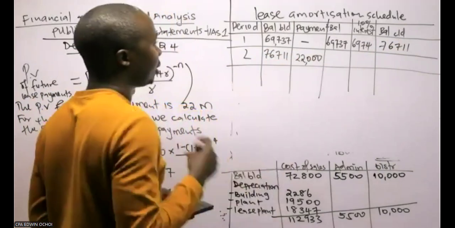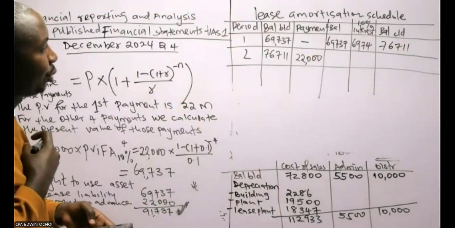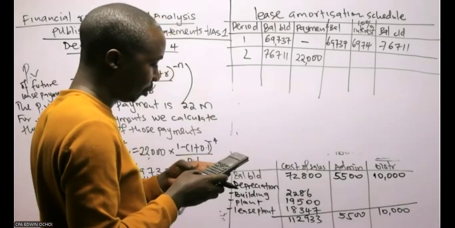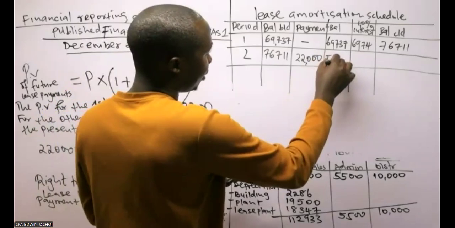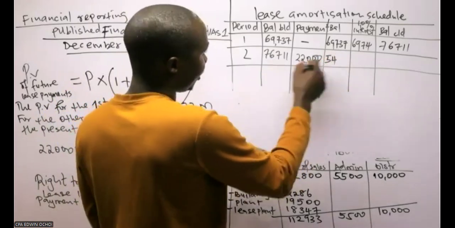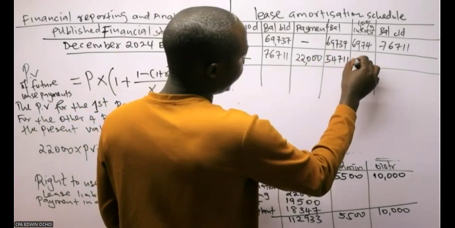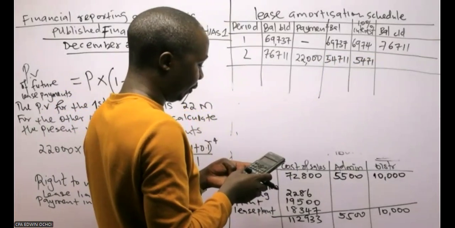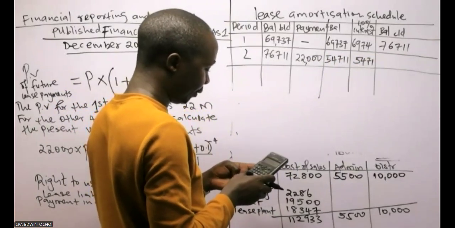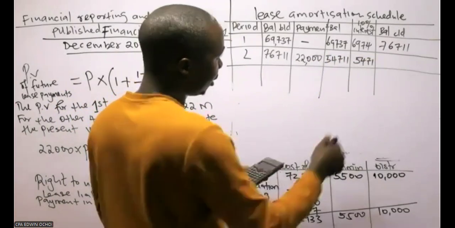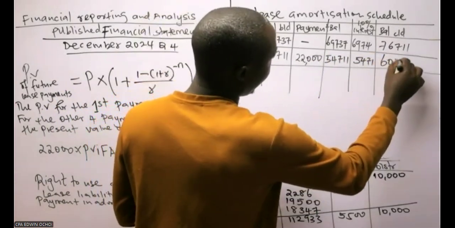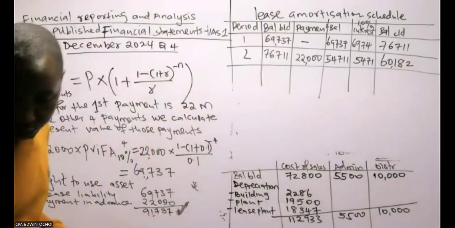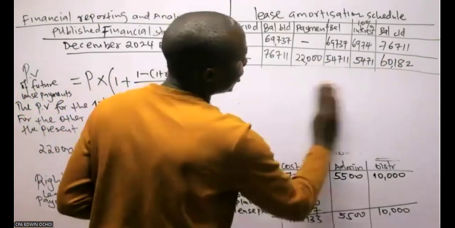Originally here we have 22. Now for the second year, we'll consider 22, the second period, 22,000. So the balance will be, minus 22, 54,711 if you deduct this from here. And here is 5,471. So 54,711 plus 5,471. So this is 60,182. So that is it.